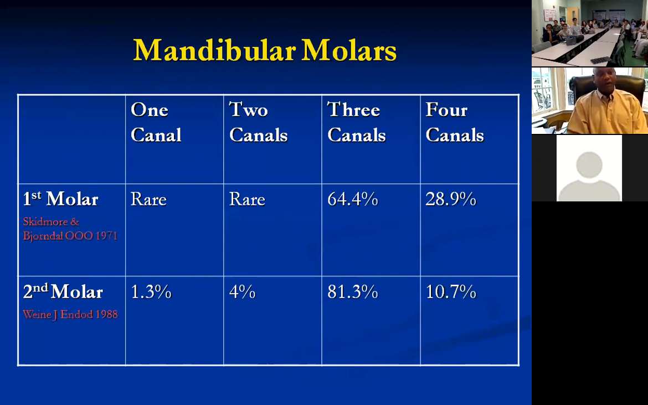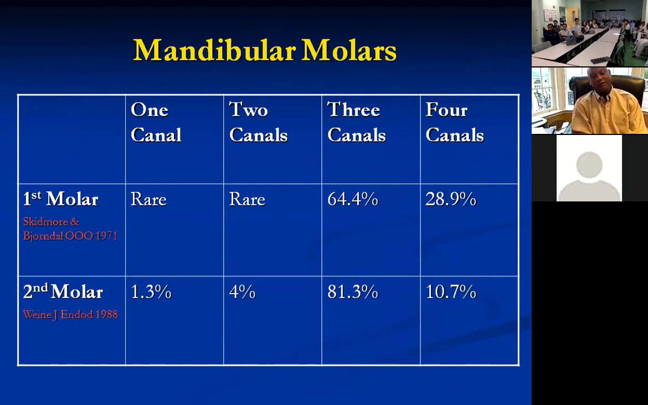So now we're going to move on to mandibular molars. Mandibular molars have a wide variety of anatomy as well. And there are a lot of studies that came out of that. We already know Frank Wine did his studies on mandibular molars, but there were some other studies, Skidmore and Bjorndal, in Triple O in 1971. They found that in mandibular first molars, it's rare that they have one canal. Very rarely do you see one canal in mandibular first molars, and it's also rare that you find two canals in mandibular first molars.